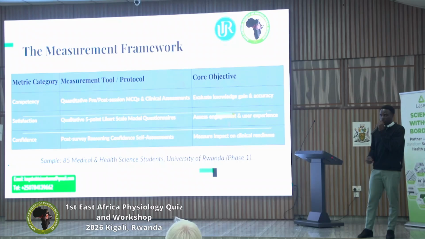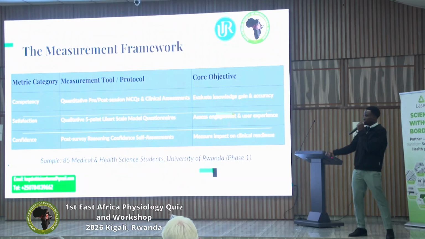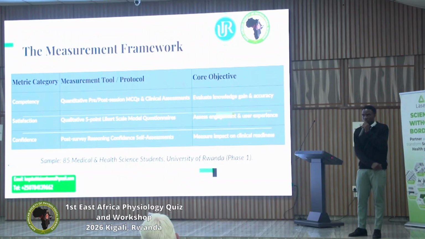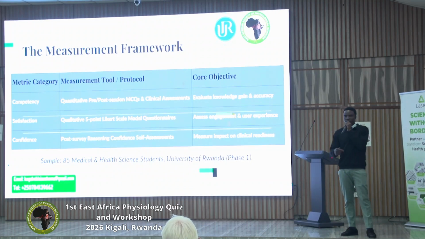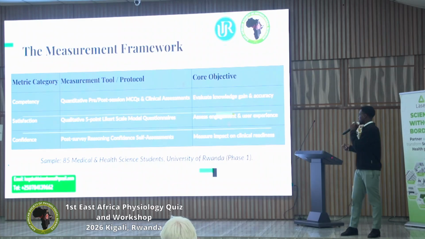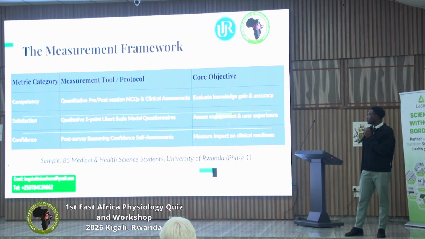The measurement framework we used to see the progress of this model tests competency, satisfaction, and confidence. For competency, we used pre and post MCQs and clinical assessments to evaluate knowledge gain. For satisfaction, we used a 5-point Likert scale to assess the level of engagement. The confidence gain was also tested in this sample of 85 level 1 students.